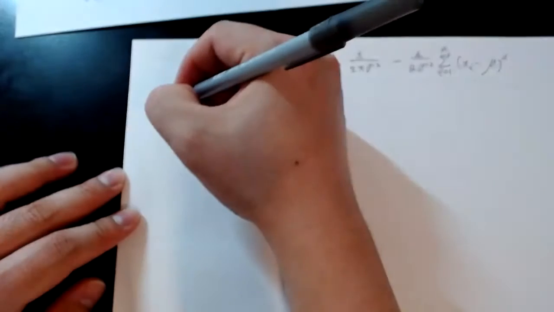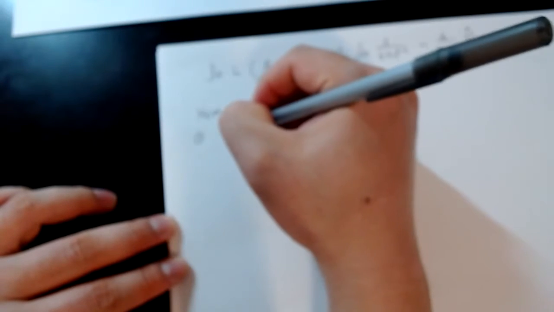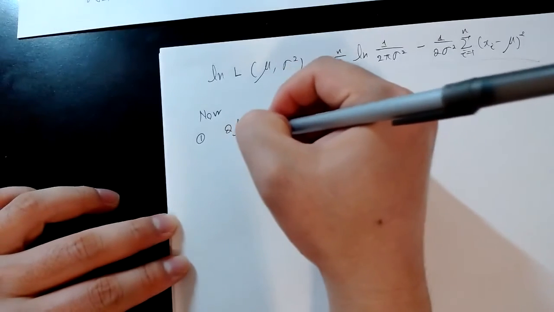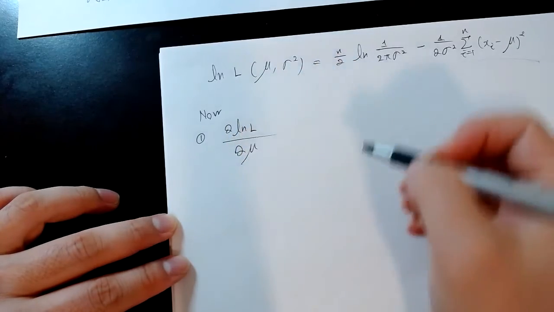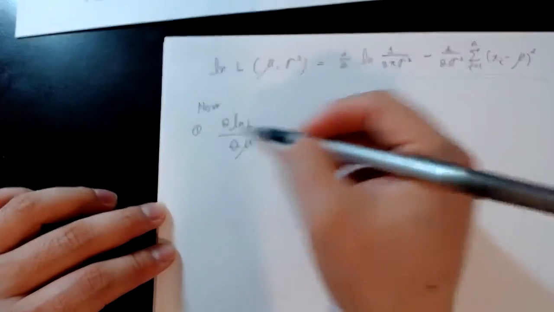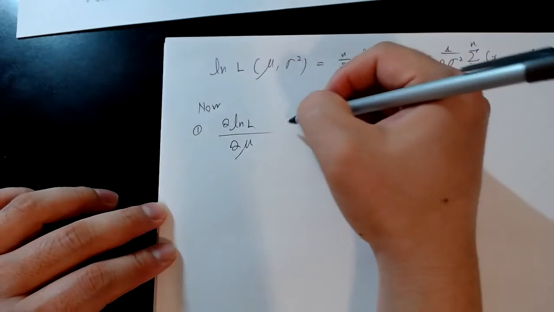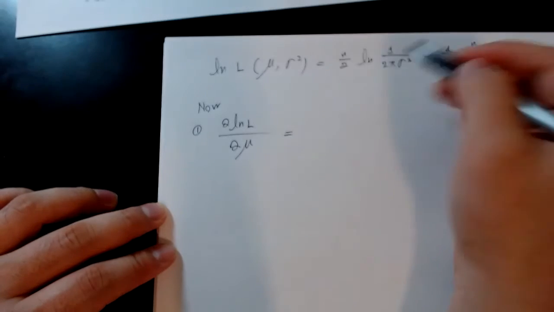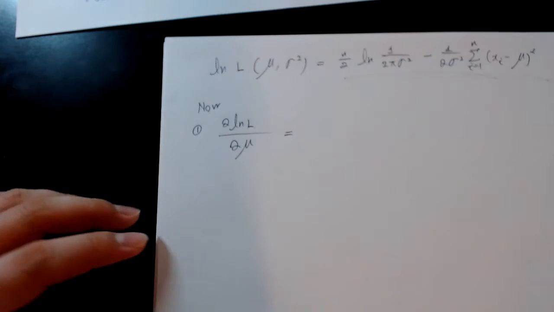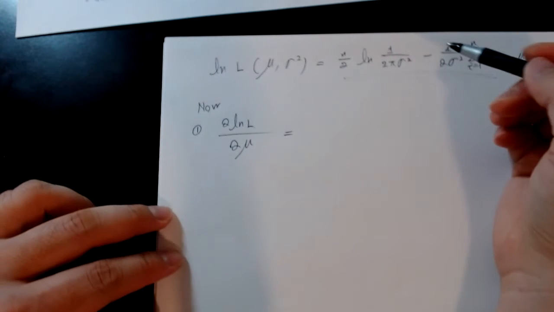So now, yeah, what are we gonna do? We're gonna take a derivative. Take a derivative with what? With respect to mu and sigma square. Okay, so now then, let's see. So now we take a partial derivative, right? Partial of natural log L with respect to mu. Okay, so it's partial natural log L over partial mu. So that is equal to, let's see, taking the partial derivative with respect to mu, then what?